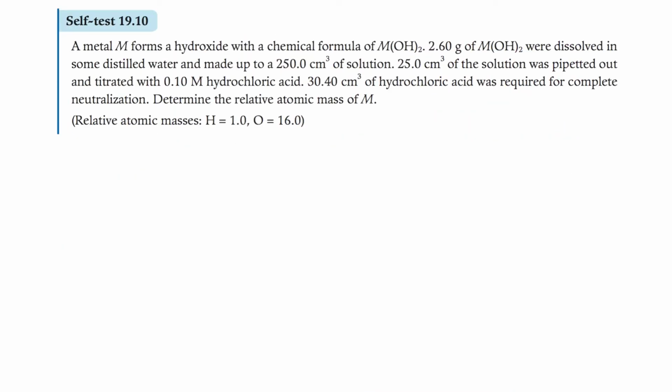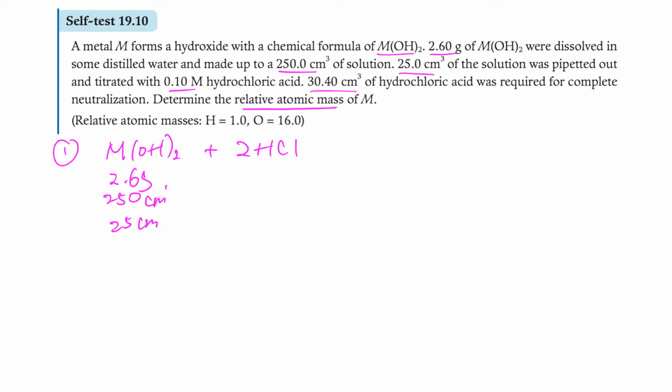Last one. Do remember to pause the video and try to do it on your own. So M(OH)2, 2.6 gram, dissolved in 250. And you take out 25, 1/10 of it. You have HCl, and that will be the volume. This time we directly find the relative atomic mass of M. So basically the first one, M(OH)2 to HCl ratio should be 1 to 2, so 2.6 gram, 250, and then 25 cm cube. Then you find 0.1 M and then 30.4 cm cube.